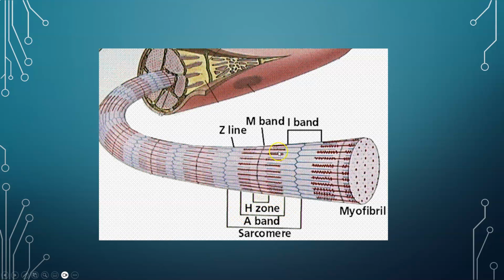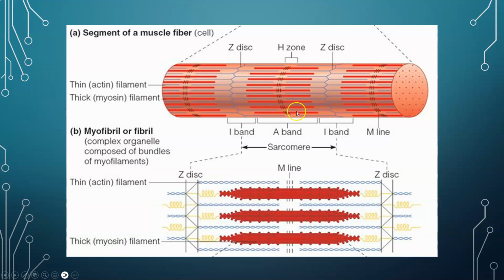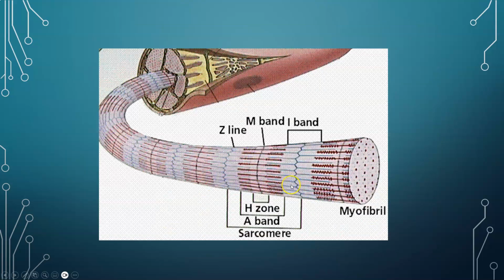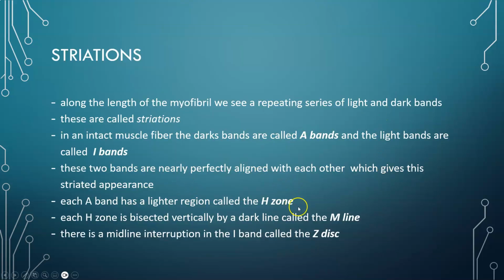So the A band is the dark zone. There's a little bit of a lighter area in the middle called the H zone. And the H zone is divided in the middle by a dark line called the M band. You can see it here as well. A band, dark. H zone, a bit lighter, and a dark line called the M line, and we can see it here as well. Okay. Each H zone, as I said, is bisected vertically by a dark line called the M line.